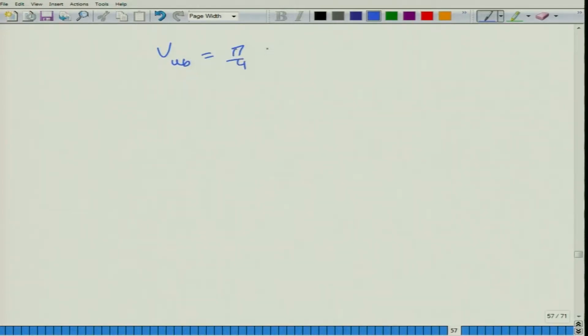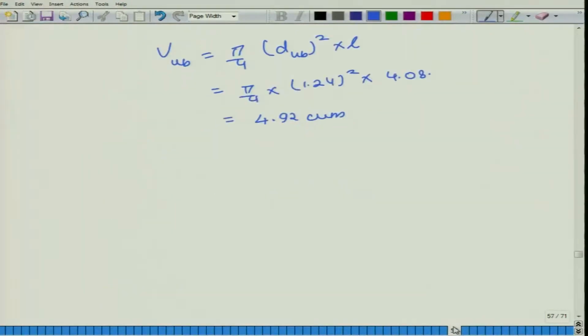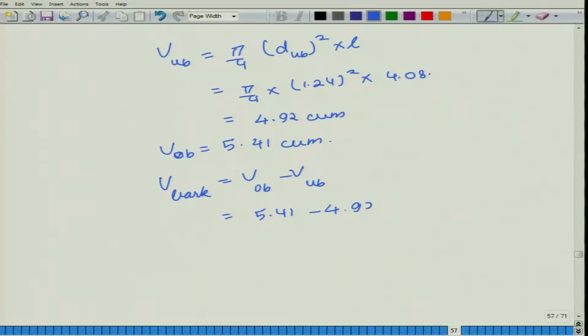It is pi by 4 D under bark square into the length. So, it is pi by 4 into 1.24 meters squared into 4.08 meters. So, this comes to 4.92 cubic meters. Earlier we found out the volume over bark is 5.41 cubic meters. So, the volume of bark is the volume over bark minus the volume under bark, 5.41 minus 4.92, is 0.49 cubic meters.